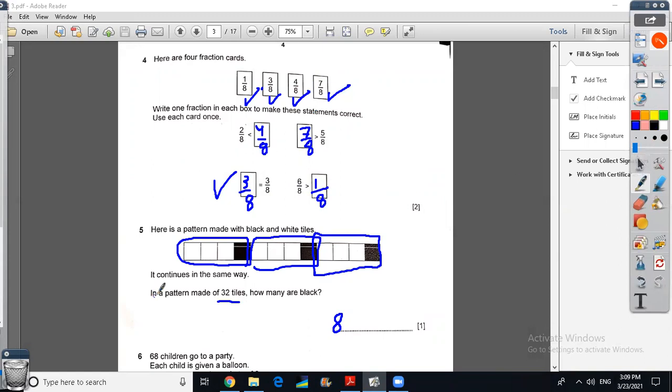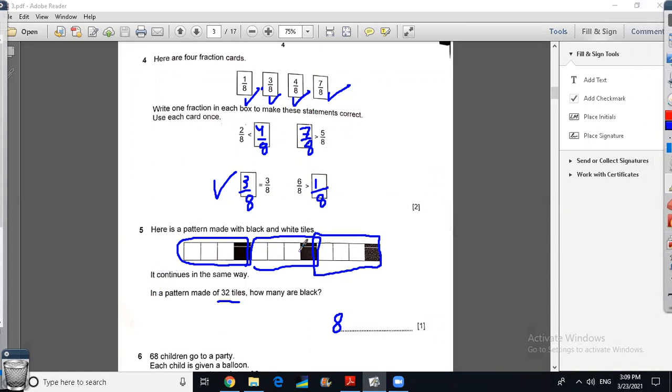All right, the next question says, here is a pattern made with black and white tiles. If you noticed here, the pattern continues in exactly the same way. In a pattern made of 32 tiles, how many are black? If you noticed here, every 4 tiles, there is 1 black. This is how the pattern goes.